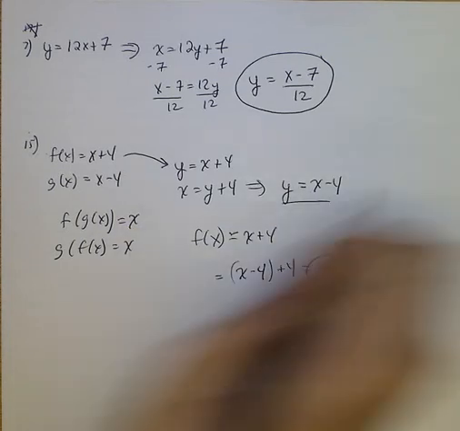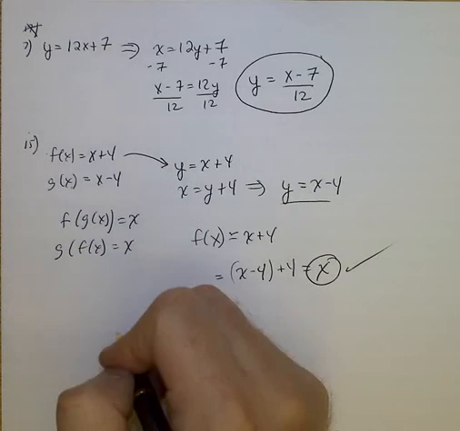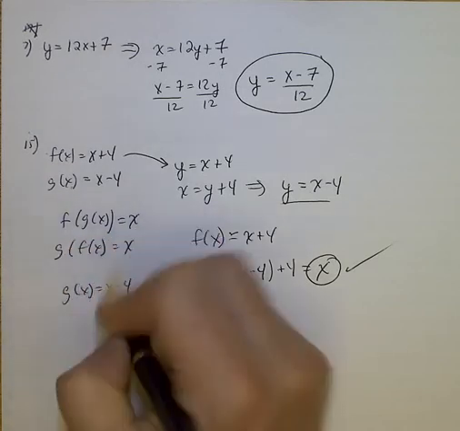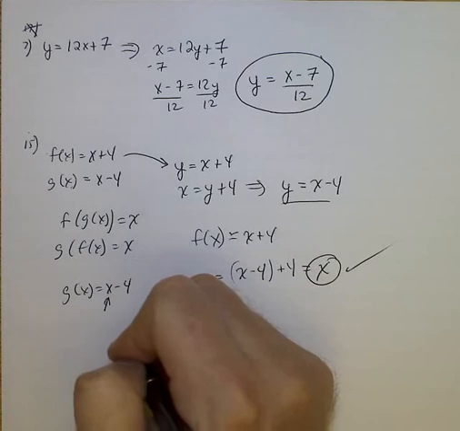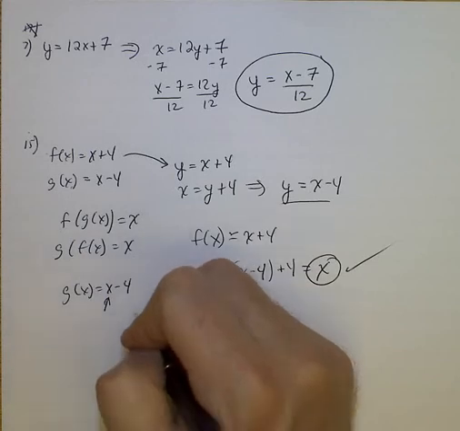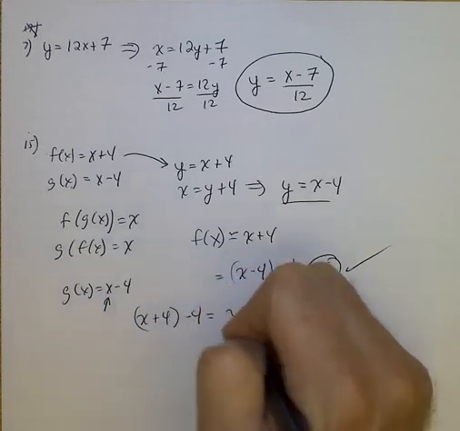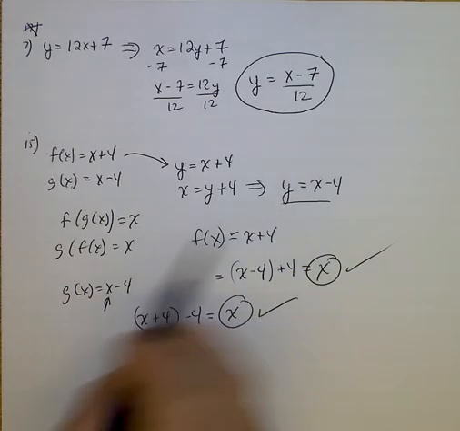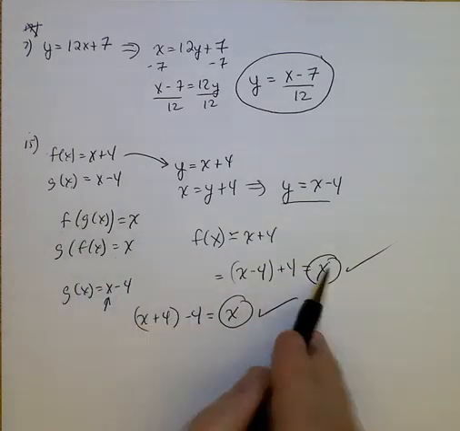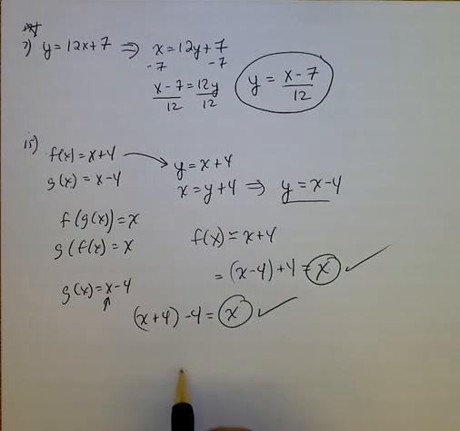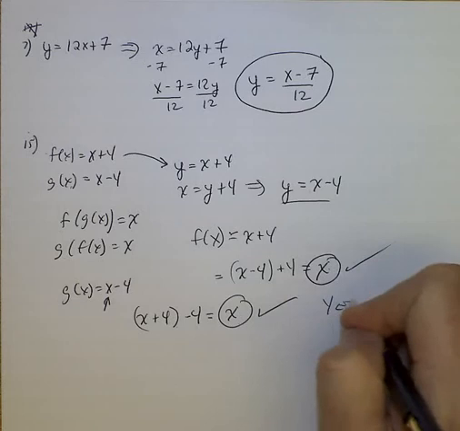Now let's do g of f of x. We'll start with g of x. Remember, g of x equals x minus 4. Everywhere we see an x, we're going to substitute an f of x. So we start off and we substitute in f of x for this x. And once again, we get x. So f of g of x did produce an x. g of f of x did produce x. And because both composites produced x, we can say yes, these two functions are inverses.